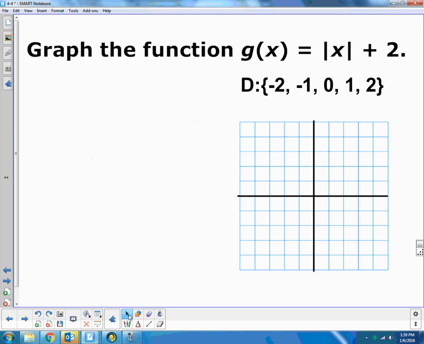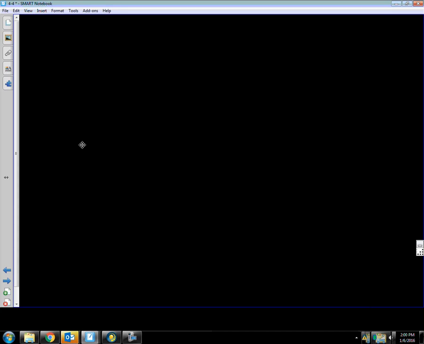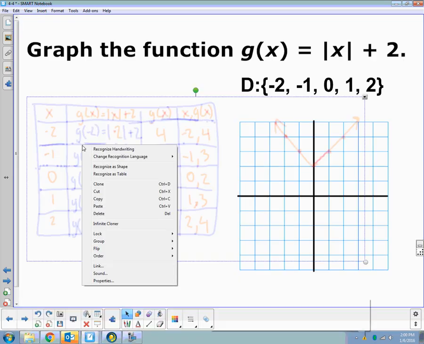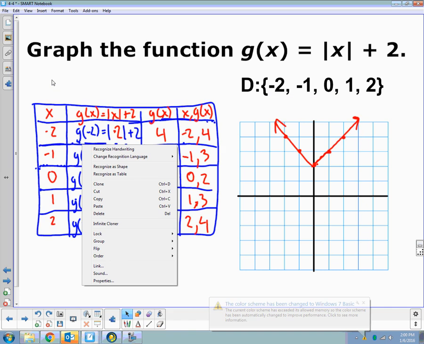I'm assuming you paused it. I'm assuming you tried it on your own. These are the results. Sorry, waiting for the computer. There we go. Here are the results.